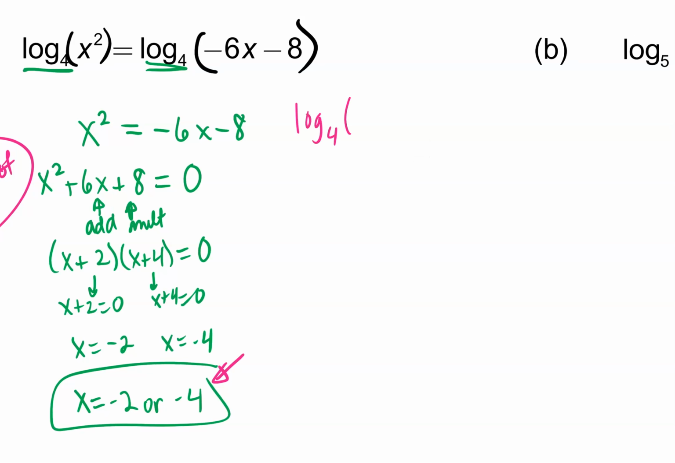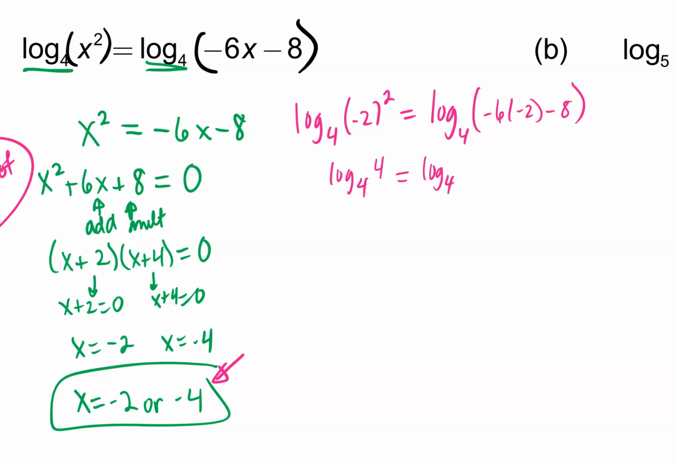So I'm going to take log base 4 of negative 2 squared. Is that going to be equal to log base 4 of negative 6 times negative 2 minus 8? Okay, so I have log base 4 of negative 2 squared, which is 4, equal to log base 4 of negative 6 times negative 2, which is 12, 12 minus 8 is 4. Log base 4 of 4 is 1, equal to 1. Alright, we're good. So this one checks out, we're solid.